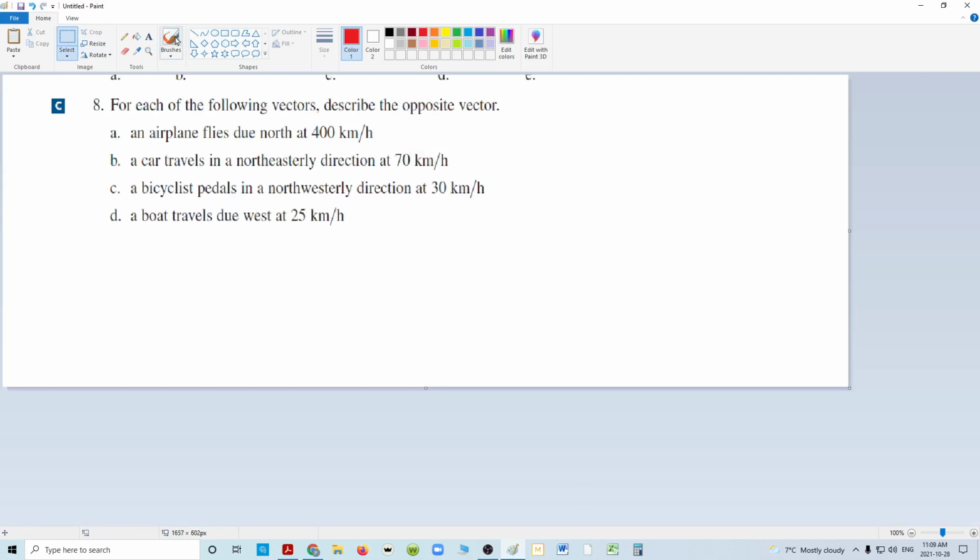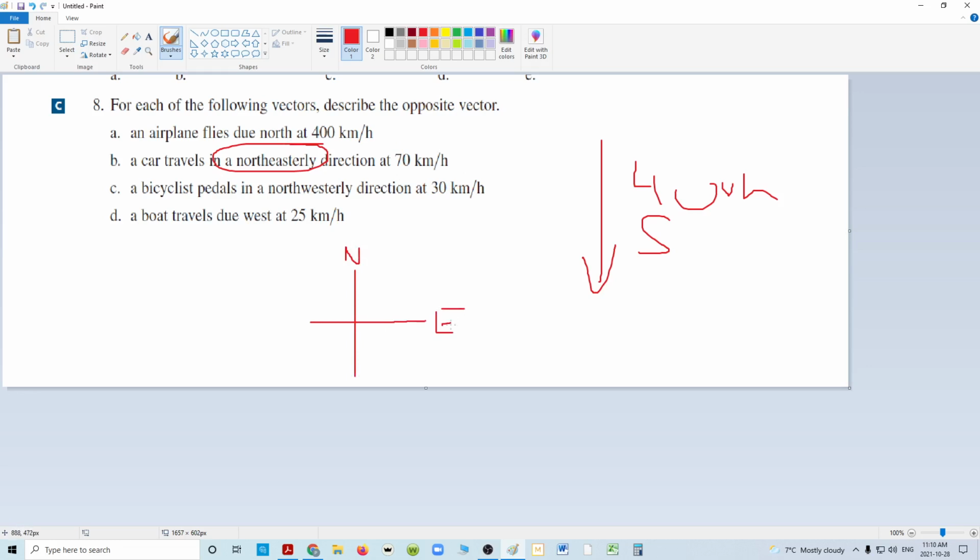So describe the opposite vector. So if he's flying north, that means he's flying south at 400 kilometers an hour. If they're traveling northeast direction at 70, so remember your compass. If this is northeast, the opposite will be southwest at 70 kilometers an hour. Bicyclist is pedaling northwest, so same thing. If this is northwest, the opposite is southeast.